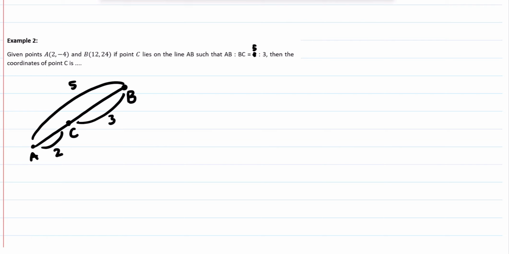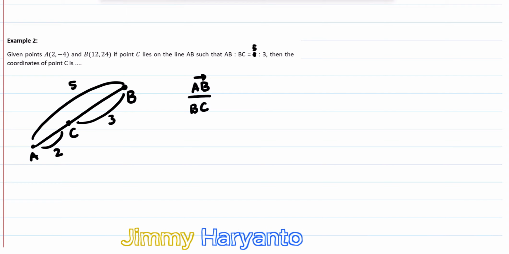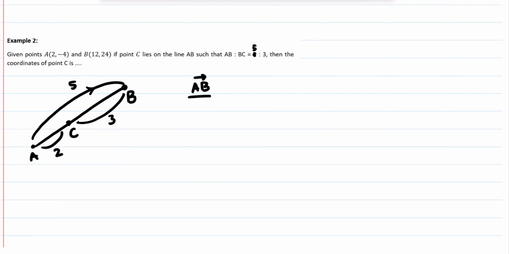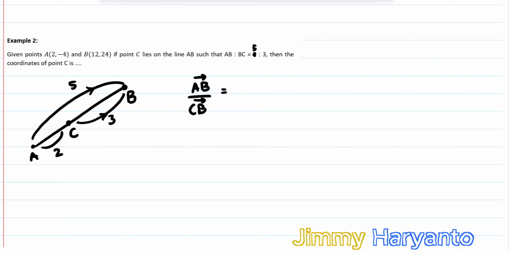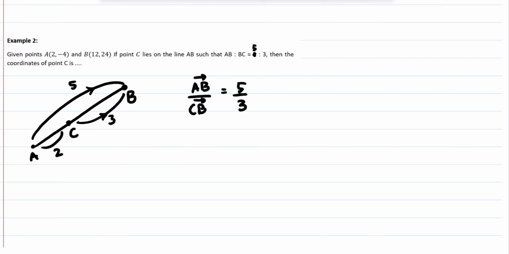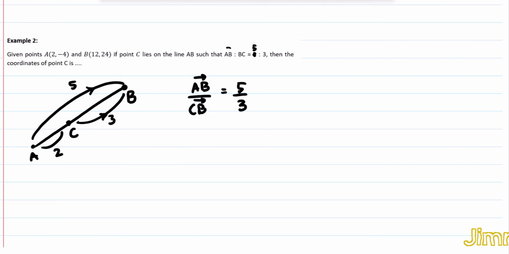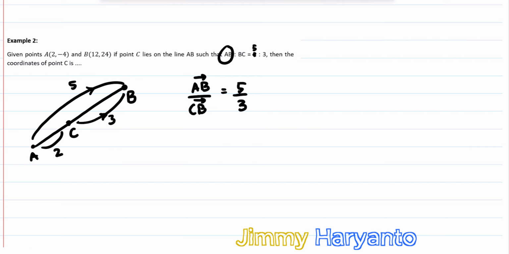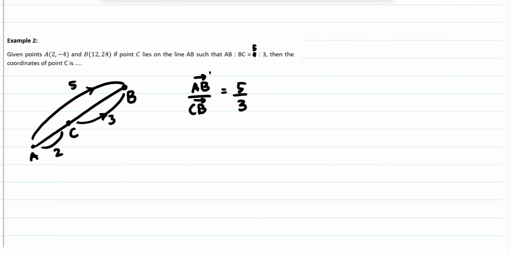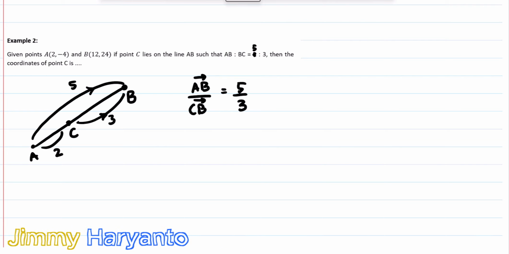Okay, so in this question, I want to write the ratio like this: AB over BC. Wait, we cannot do that because AB is to the right side, so we have to write it as CB. Yeah, CB equals 5 to 3, just like that. We cannot write it as BC in vectors, so you have to differentiate this and this one. For the first one in the question, it is the length of AB. For the calculation, you have to use vectors.